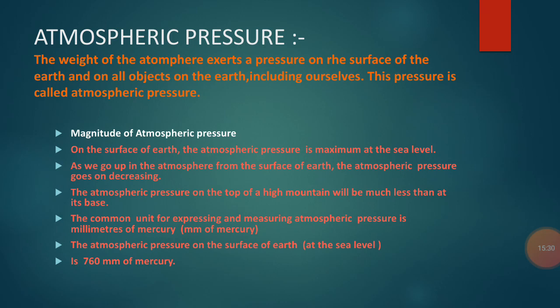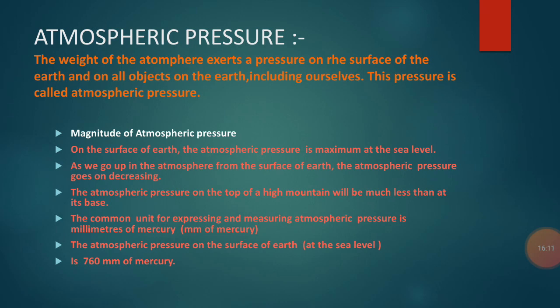The SI unit for measuring pressure, as we know well, is the Pascal, but the atmospheric pressure is usually measured in the unit of millimeters of mercury, denoted by mm of mercury. The atmospheric pressure on the surface of the earth at the sea level is 760 millimeters of mercury. So this is about the magnitude of the atmospheric pressure.